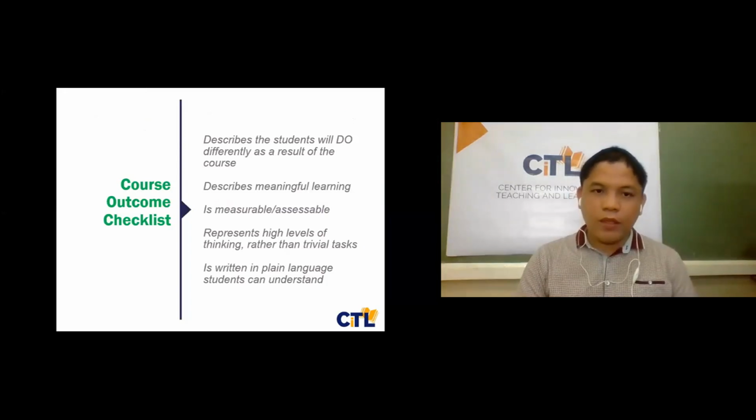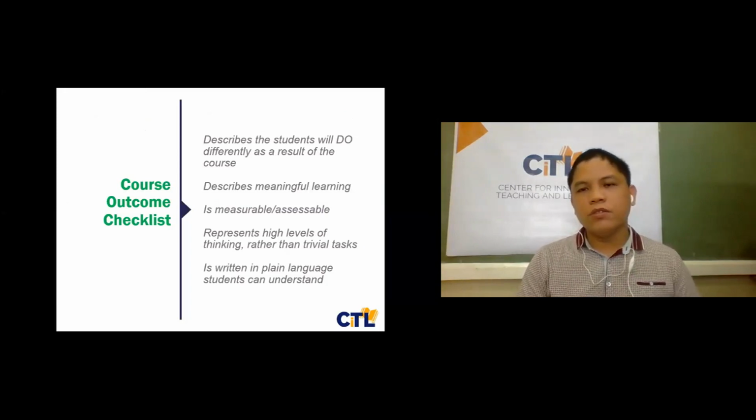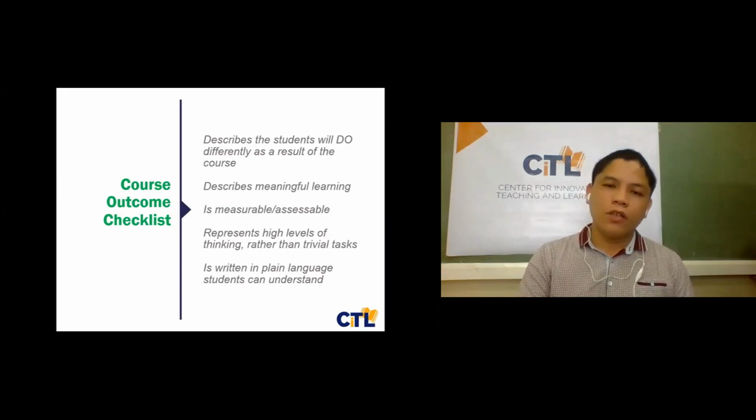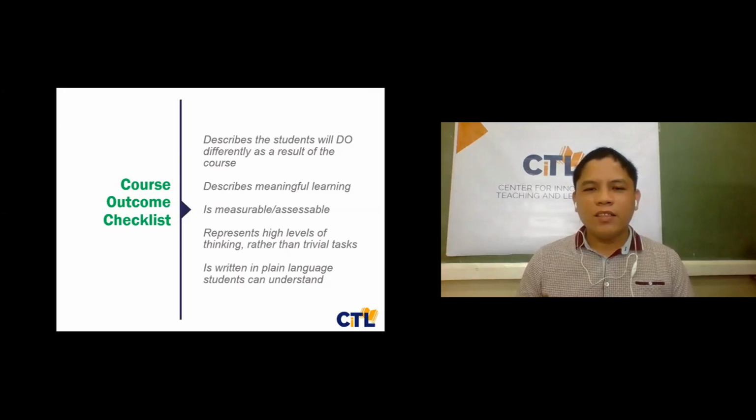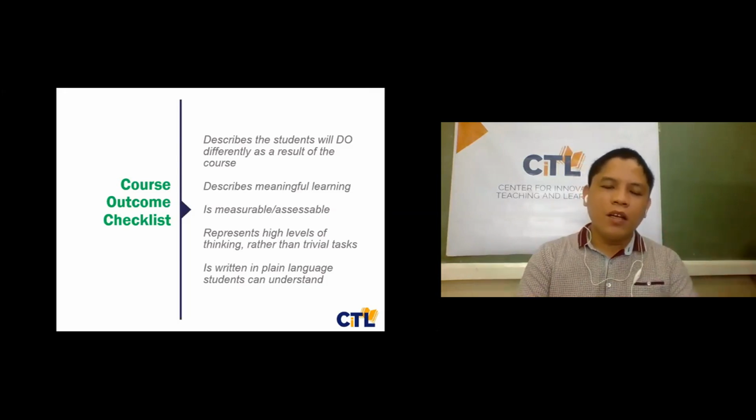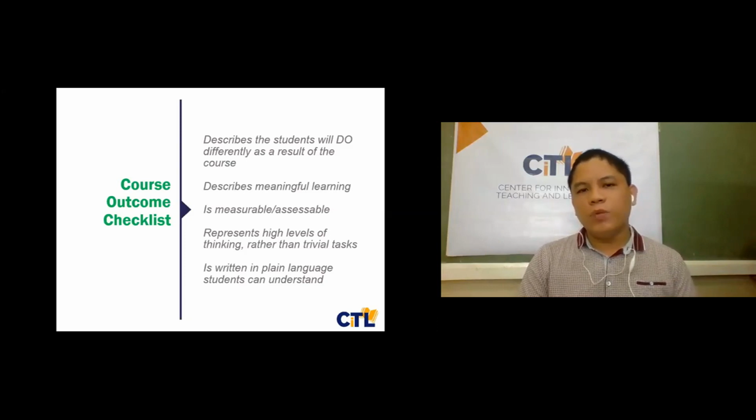To guide us as we write our course outcomes, this is the checklist. Describe what the students will do differently as a result of the course, the essential skills they will be able to do. It describes meaningful learning, is measurable and assessable, representing a high level of thinking rather than trivial tasks. Later on, we can see that some course outcomes are written as a task rather than as a thinking skill. Maybe the instructor was just confused as they created their course outcomes. And it's written in plain language so a student can understand, because we are writing these course outcomes for our students.